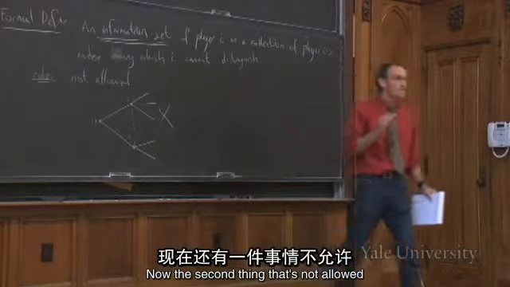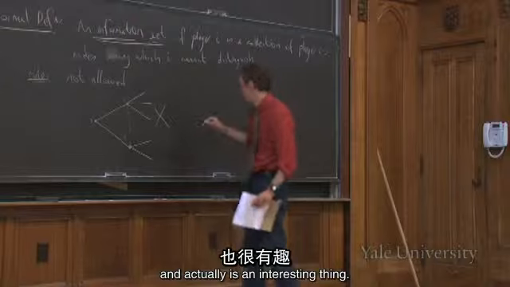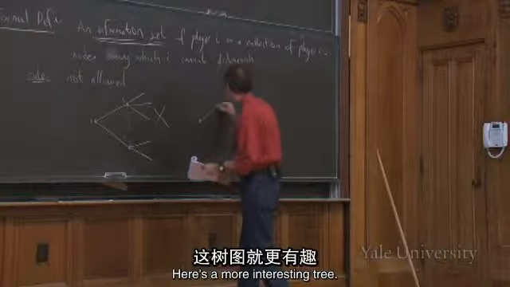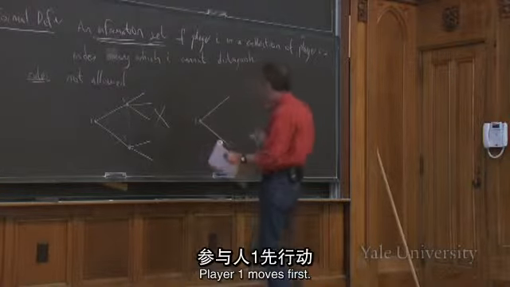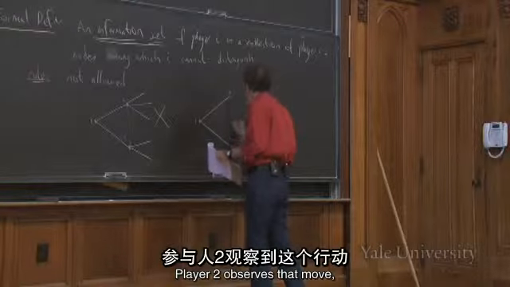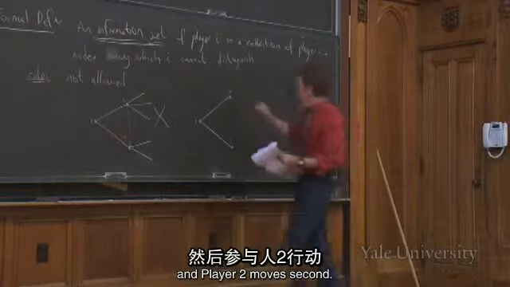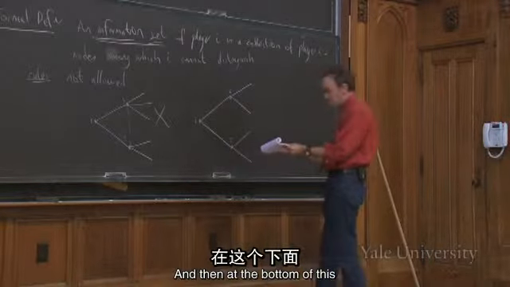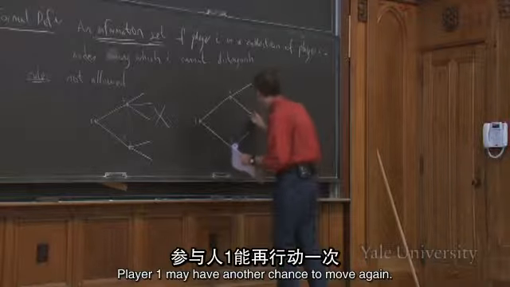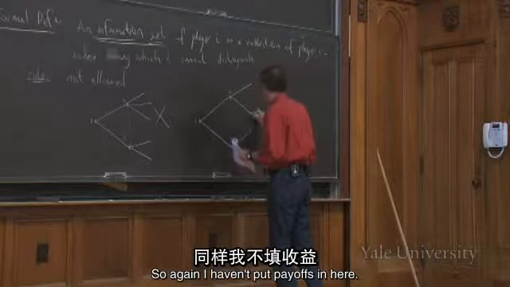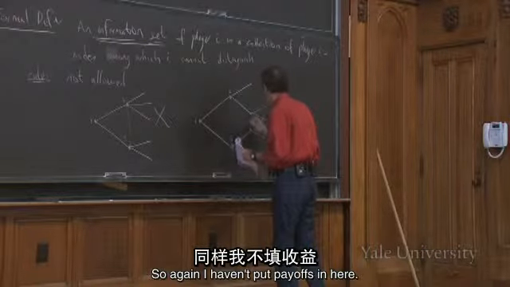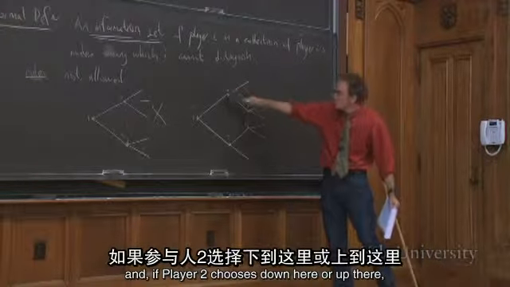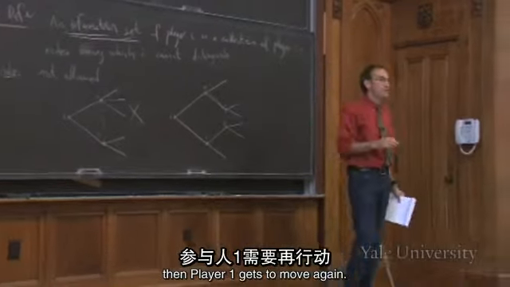Now the second thing that's not allowed is a little bit more subtle, and actually an interesting thing. The first was just bookkeeping, but the second is more interesting. So let's have a look at it. Here's a more interesting tree. Player one moves first. Player two observes that move, and player two moves second. And then at the bottom of this, player one may have another chance to move again. Again, I haven't put payoffs in here. Player one moves first, player two moves second, and if player two chooses down here or up there, then player one gets to move again.